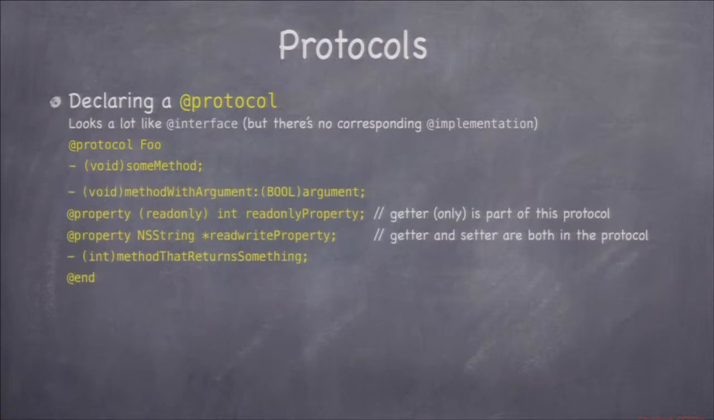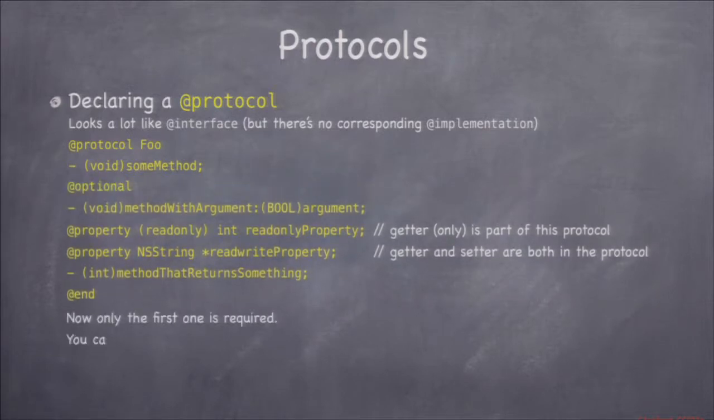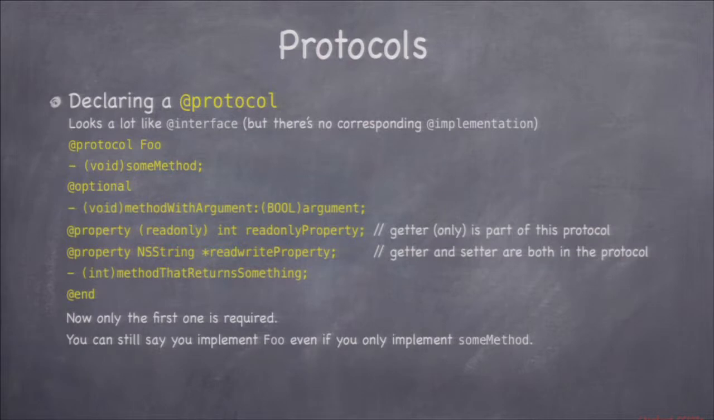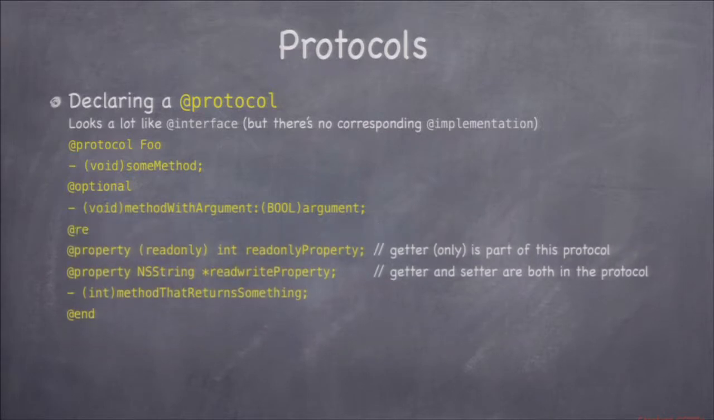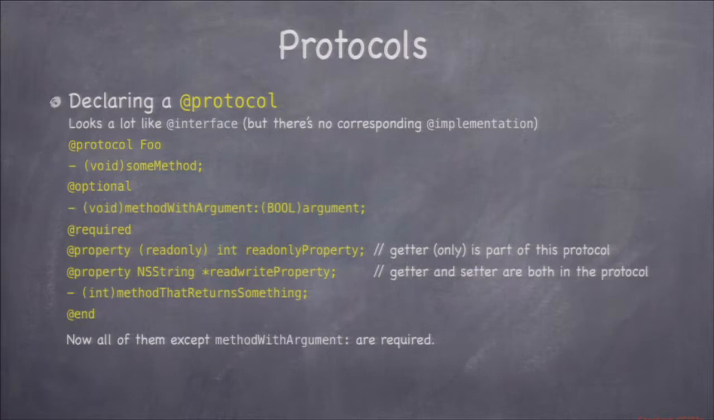You can make some of them optional by putting @optional in there. And now all the rest of those are optional. So now in this example, some method is required, but all the rest are optional. And you can put @required again, down a little lower. Now all of these are required except for method with argument, which is optional. So we're basically defining a little pile of methods, some of which are required and some of which are optional. That's what a protocol declaration is all about.